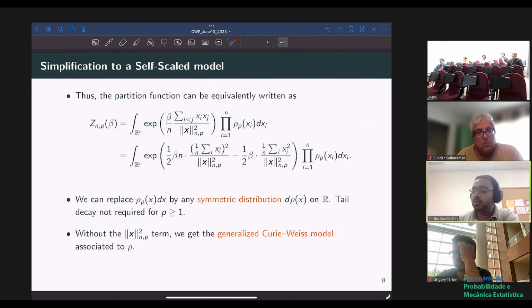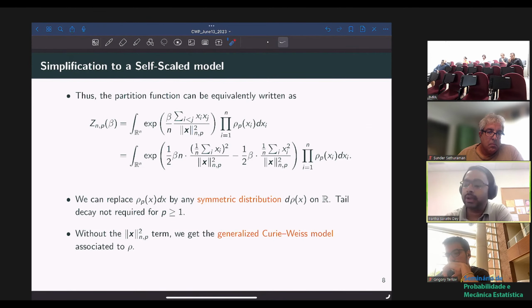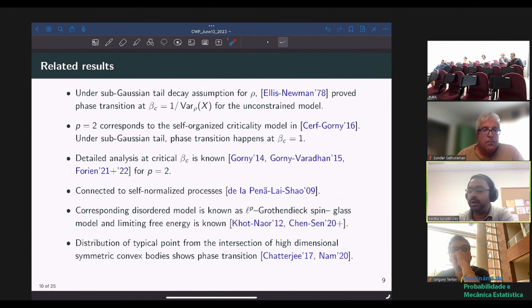But in that case, we need some restriction on rho, because if we don't have this scaling, then we need a restriction to make sure that this is well defined. Otherwise, this will explode. Actually, we need a sub-Gaussian tail decay when we don't have this restriction. Okay. Now, why are we looking at this model? The motivation actually came from many different things, so let me give you some related results.